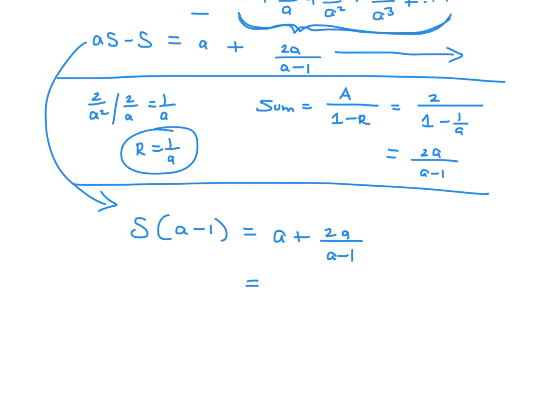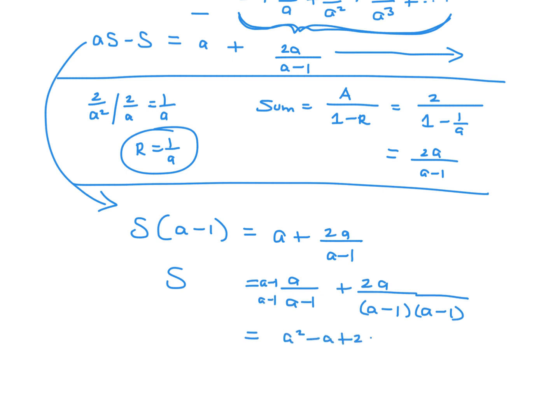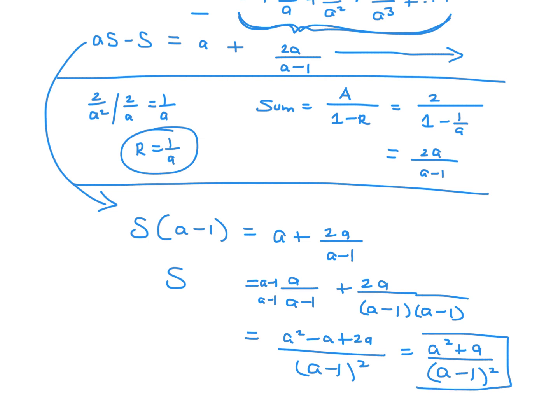So you can divide through by a minus 1. So this will be a over a minus 1, and this will be 2a over a minus 1 times a minus 1. And then to get a common denominator, multiply top and bottom here by a minus 1. So this will be a squared minus a plus 2a all over a minus 1 squared. And that is going to be a squared plus a all over a minus 1 squared. And that is the closed form that they're looking for.